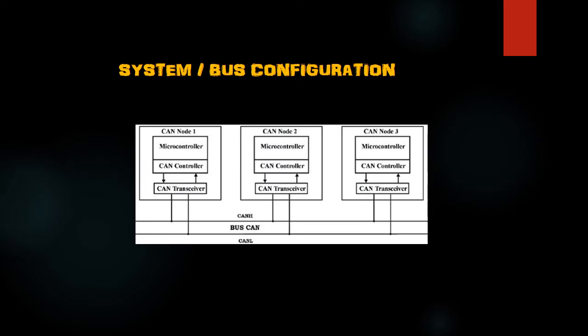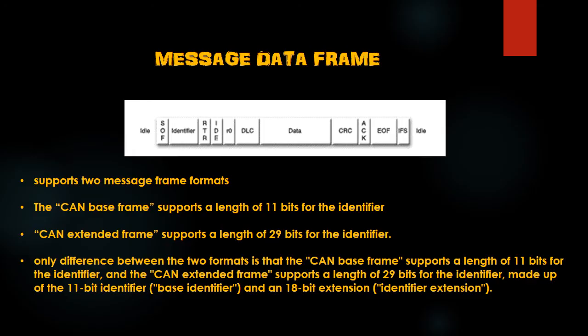Here is a general look at the system bus configuration of the CAN, where the CAN bus is connected to the transceiver and controller and the microcontroller of the ECU. Now I'm going to speak about the message data frame, which is the important aspect of the CAN. It supports two message frame formats, the CAN base and the extended frame. The base frame has a length of 11 bits for the identifier, and the extended frame supports a length of 29 bits for the identifier.